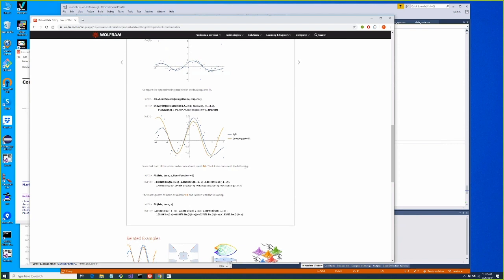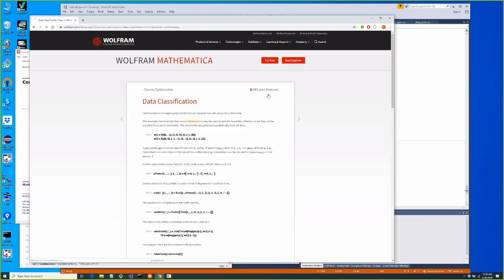Notice that you can actually do this directly using the Wolfram language function Fit, and it just works. This is the least squares fit as the default, and we can say the norm function wants 1, and we just get it. So this is something where we've used convex optimization to implement something through another algorithm function. Okay, so let's go on to the next example, and that's data classification.